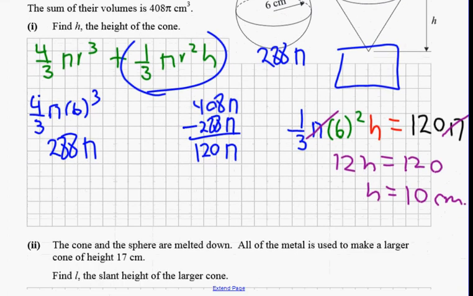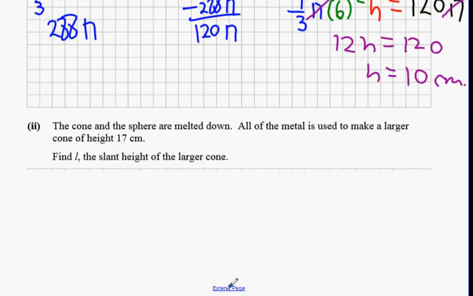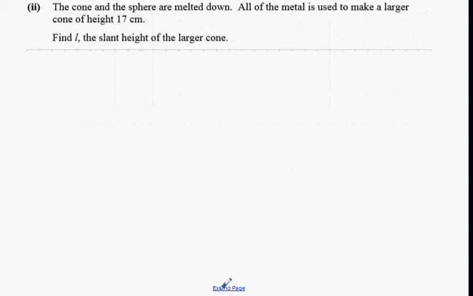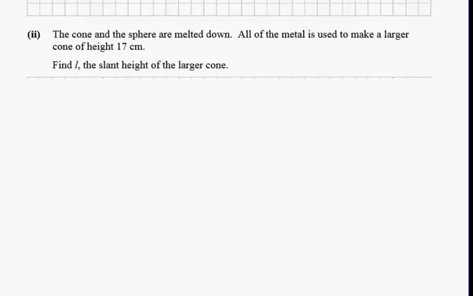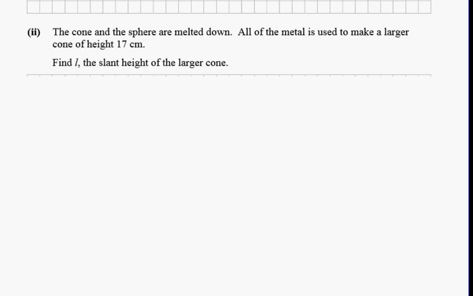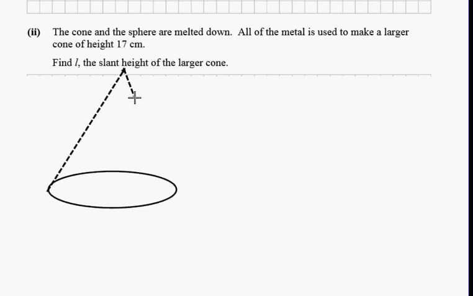Now, finally, the cone and the sphere are melted down. They are then melted down to make a larger cone of height 17. Find L, the slant height of the larger cone. Okay, here's the problem. Both of them are melted down and turned into a new object, a larger cone. We do not know the radius of this new cone, but we know its height to be 17. We don't know its radius and we don't know its slant height.